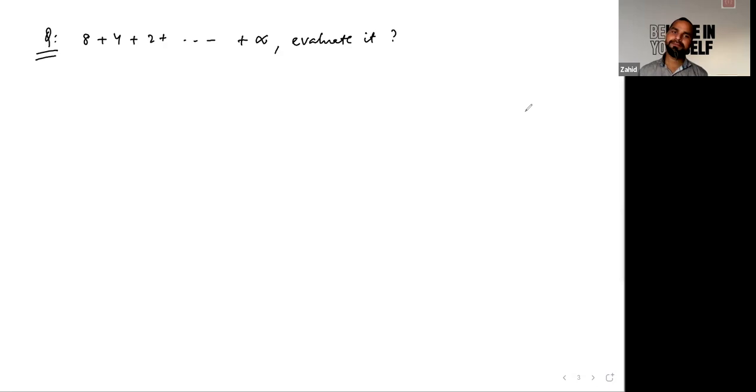Yes, ma'am, now. So this will be your first term, A, and the common ratio would be A2 divided by A1, which is equal to half. Just put these two values in the formula, and you'll get the answer.